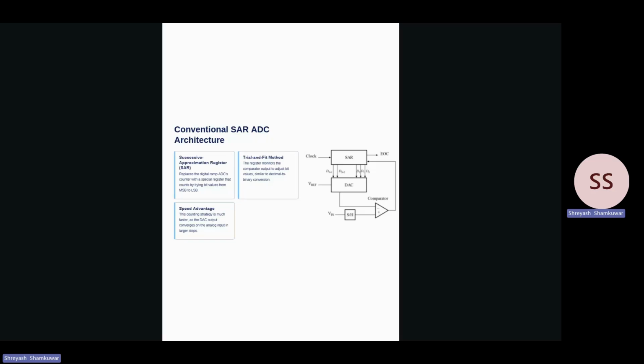The DAC converts the digital code back into an analog voltage, and the comparator checks whether the output is higher or lower than the input signal. Depending on the result, the register adjusts the bit until the closest match is found. Compared to other ADC types, SAR ADCs are much faster than counter-based ADCs and simpler than pipeline architectures, which makes them perfect for medium speed and low power applications.